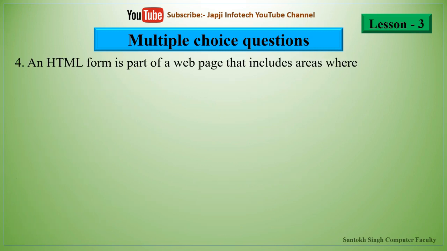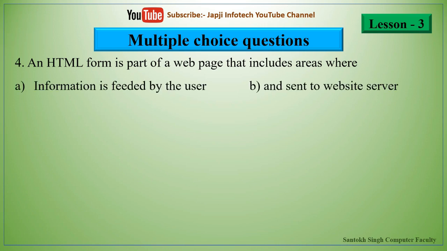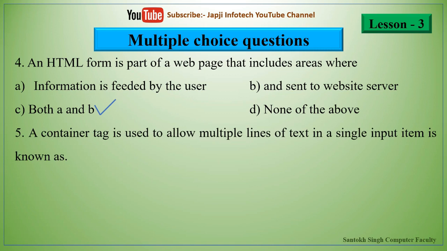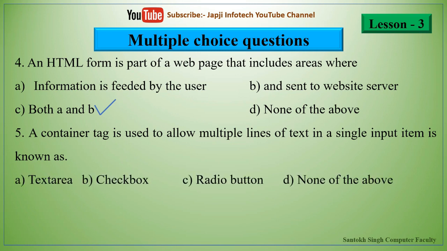So our fourth question is, an HTML form is a part of a web page that includes areas where information is fed by the user and sent to the website web server. Both A and B, and none of the above. So the right answer is both A and B. Fifth one is, a container tag used to allow multiple lines of text in a single input item is known as text area, checkbox, radio button, or none of the above. So the right answer is text area.